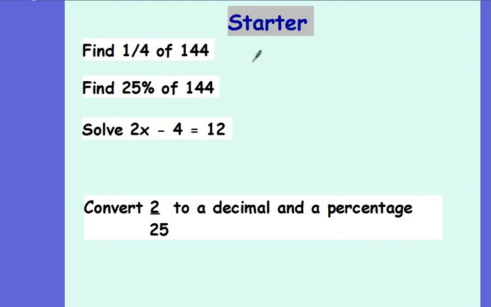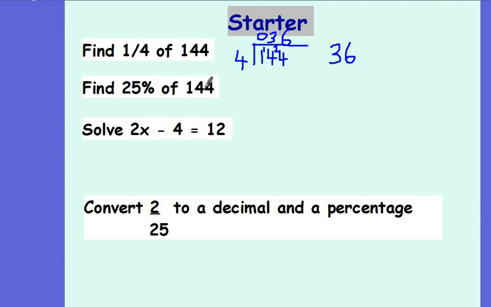Okay, let's go through the answers. So to find 1/4 of 144, I need to divide 144 by 4. I'm going to do a quick sum. 4s into 1 goes 0, remainder 1. 4s into 14 goes 3, remainder 2. And 4s into 24 gives me 6, so 36.